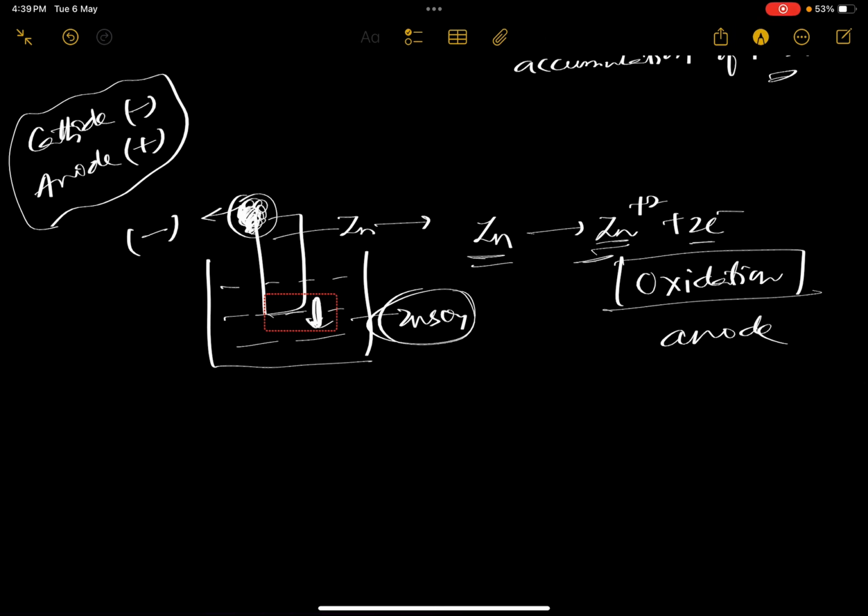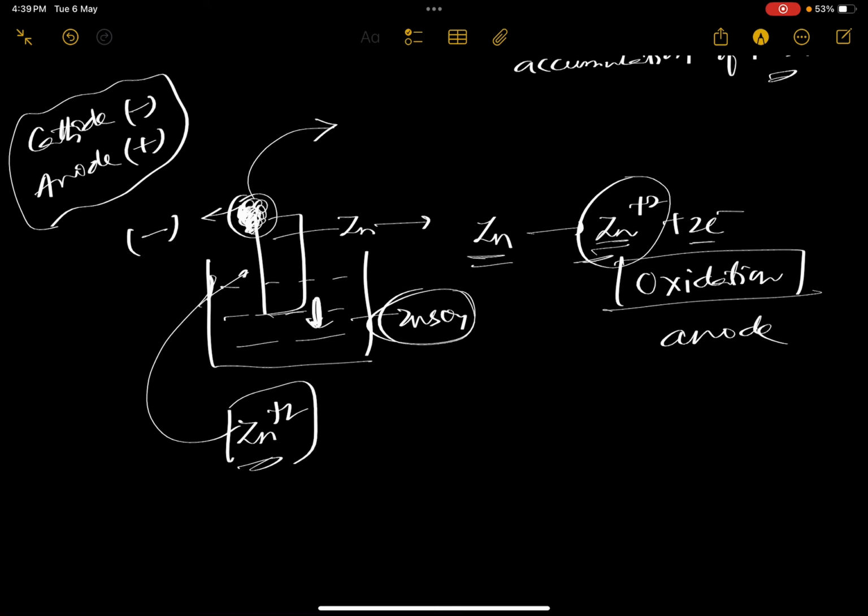Electrons are coming out and the electrons are here. Now the electrons are going towards the copper, but before that, the formed zinc plus 2 ions have a possibility of going again toward the electrode because electrons are there. Zinc plus 2 may be attracted that side or can be attracted that side. To stop this movement towards the electrode, we have the salt bridge.